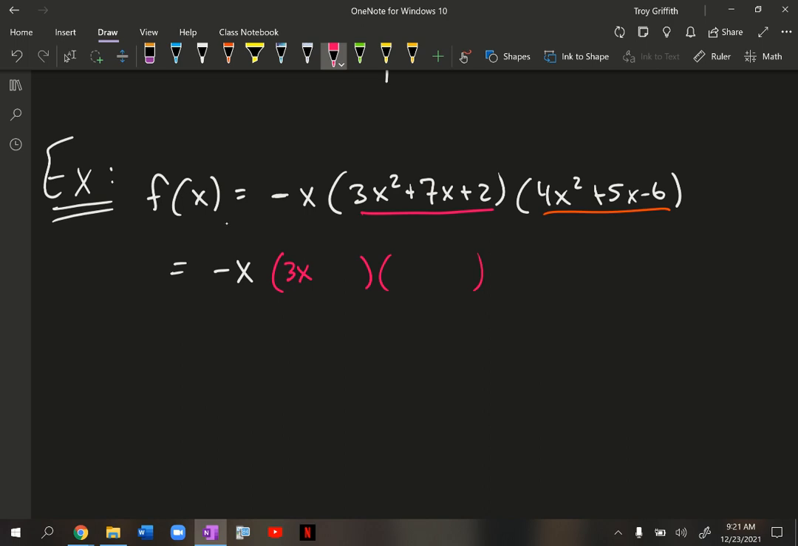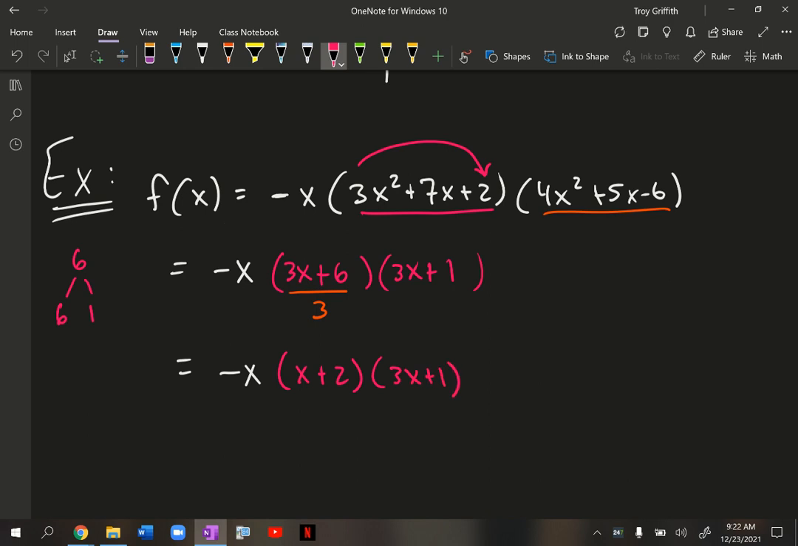So there's a 3x at the beginning. So I'm going to put a 3x and a 3x. 3 times 2 is 6. Do this off to the side. I need two factors that multiply to 6 but add up to 7. Those would be 6 and 1. So I'm going to go plus 6 and plus 1. However, as I mentioned last time, we're going to need to divide a 3 out of here. So I can divide a 3 out of that. And when I'm finished here, I've got (x plus 2) times (3x plus 1). So there's my first set of parentheses.